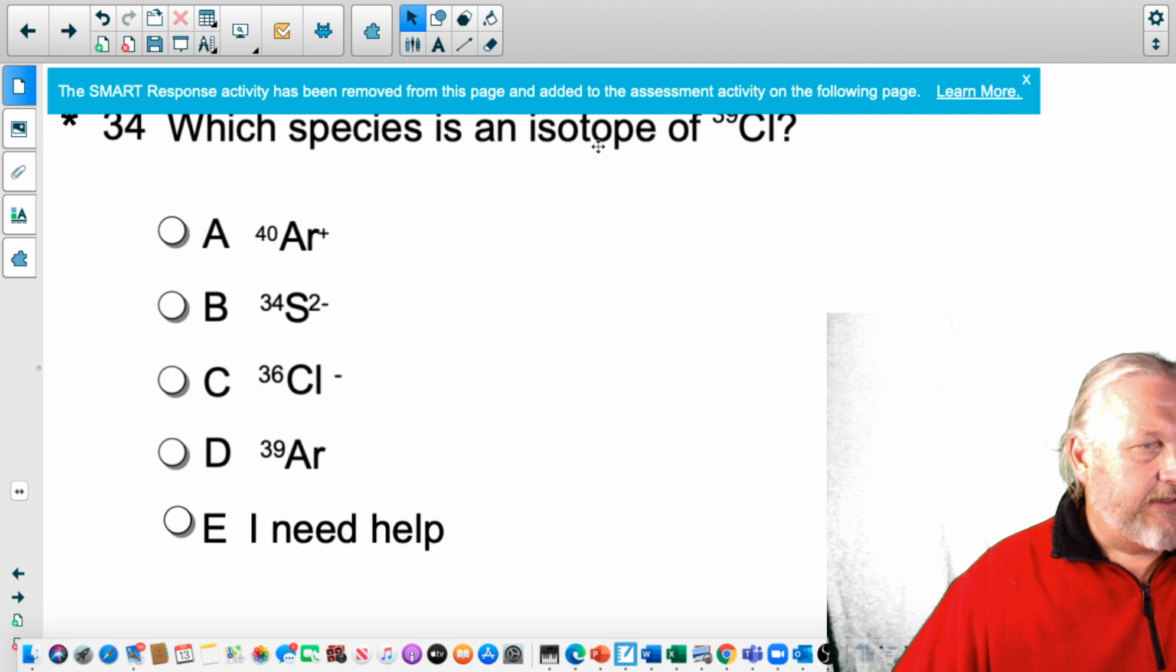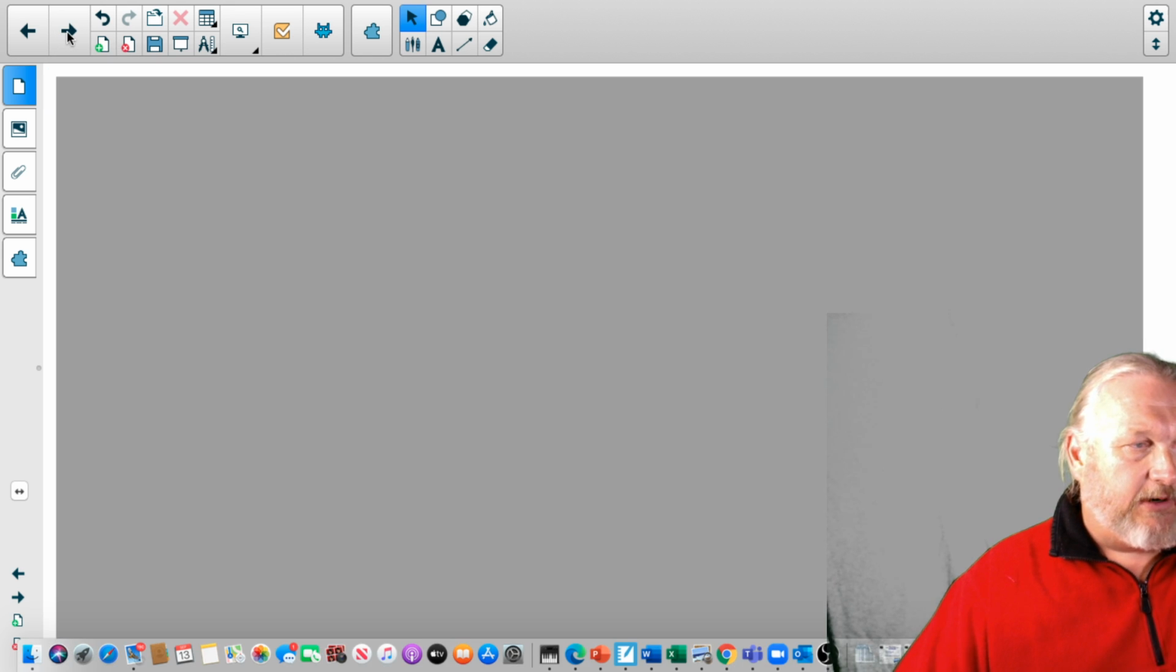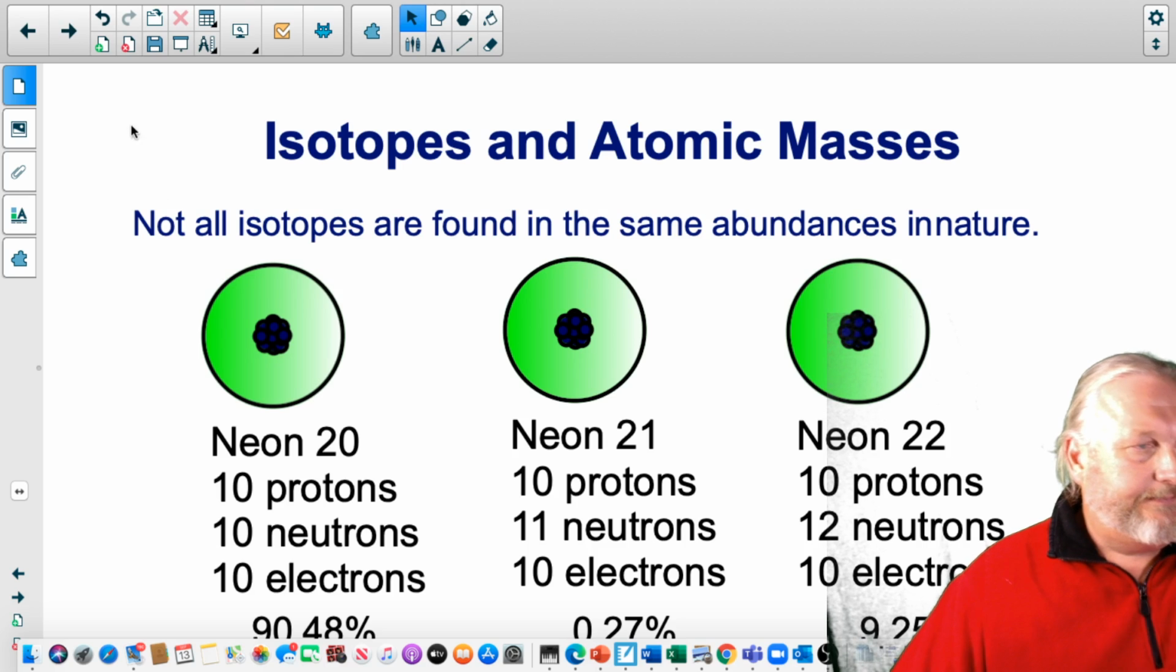What species is an isotope of 39 chlorine? Well, it's got to be the same element, so it has to be chlorine 36. Notice it's charged, so it's going to have the same number of protons, but the electrons will differ from the protons because it does have a charge. We'll talk about that later.